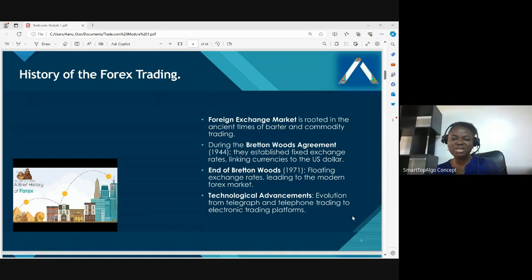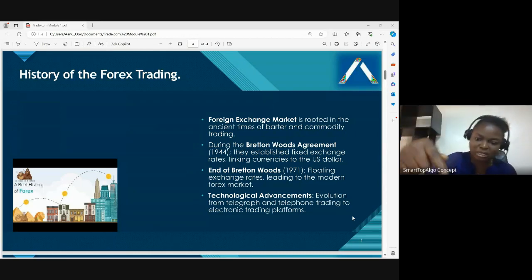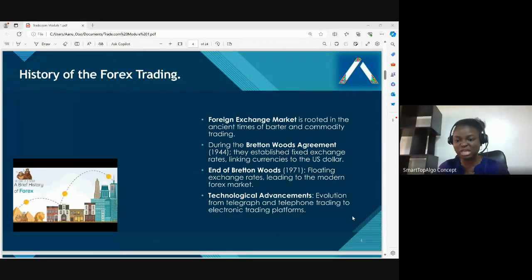Now, it means that if I want to purchase something in China, I will first need to go and buy dollar. When I buy dollar, the person that wants to transact in China too also needs to buy dollar. And that is why till today, dollar is very strong. This was what led to the strength of the dollar.